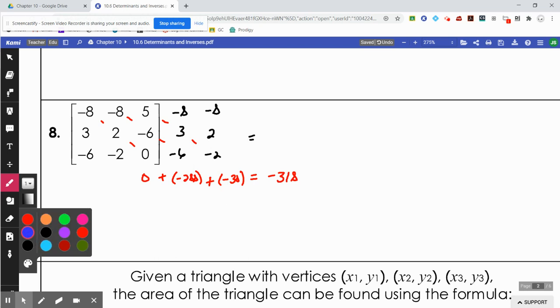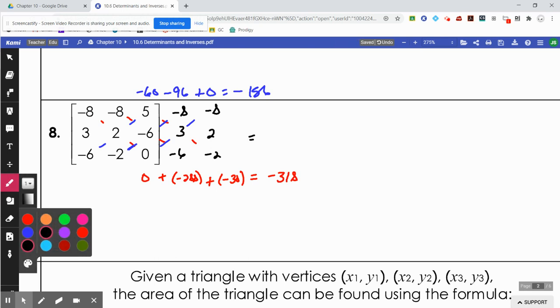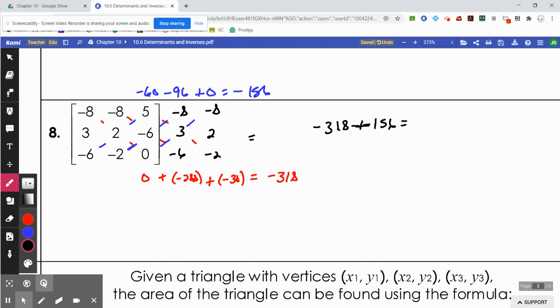Now let's do my ups. Negative 6 times 2 times 5, that's going to be negative 60. Negative 2 times negative 6, and instead of doing plus every time, you can just see if it's a positive or negative. Negative 2 times negative 6 is 12, times negative 8 will be a negative 96, so plus negative 96. And then 0 times anything will be 0. So you get negative 156 for your ups. So down minus ups, minus minus is plus, gives you a total of negative 162.